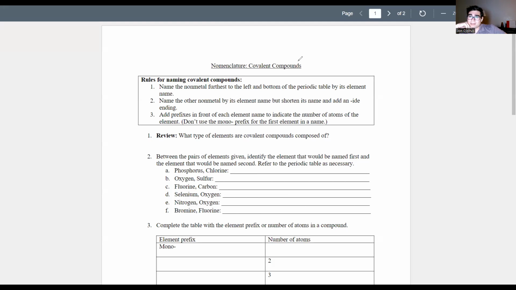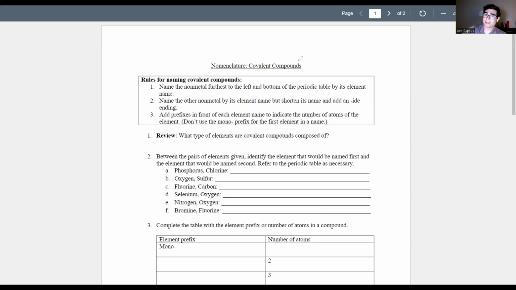You name the nonmetal furthest to the left and the bottom of the periodic table by its element name. Then you name the other nonmetal by its element name, but shorten the name and add an "ide." And these are just the rules. So where they come from, I don't know. They're just the rules, right? Three, it says add prefixes in front of each element name to indicate the number of atoms of the element. Don't use the mono prefix for the first element in a name. So if you're naming one thing first and there's only one carbon, don't say monocarbon. So we'll probably see an example here.